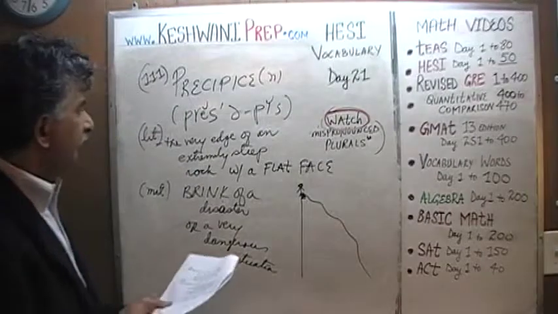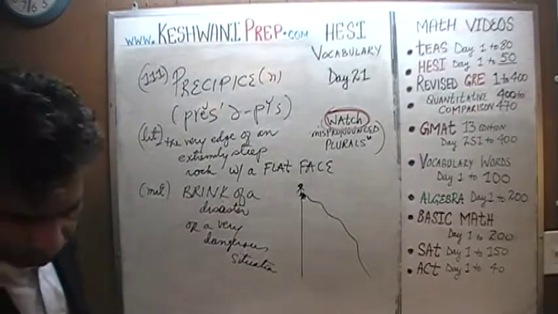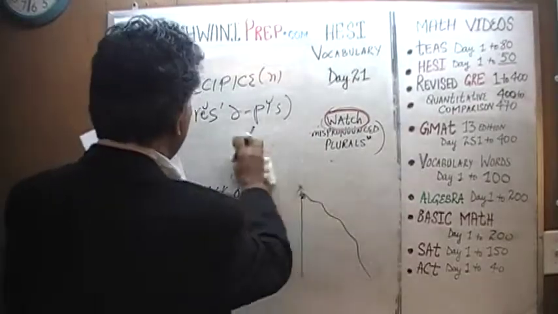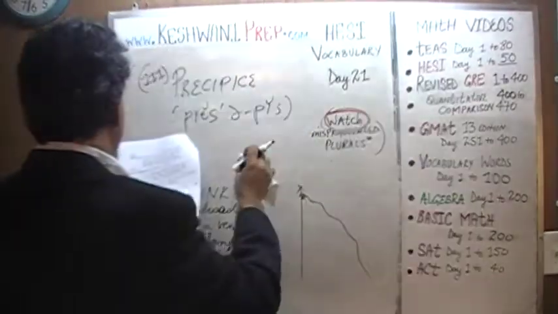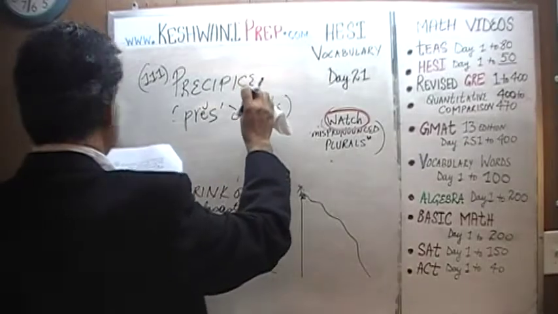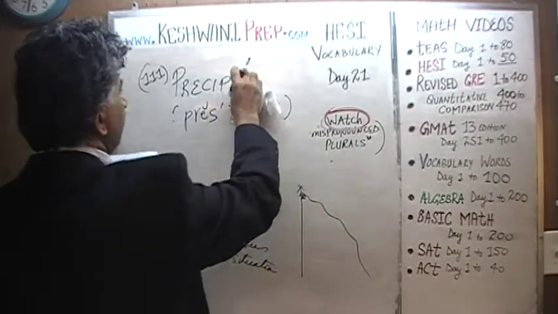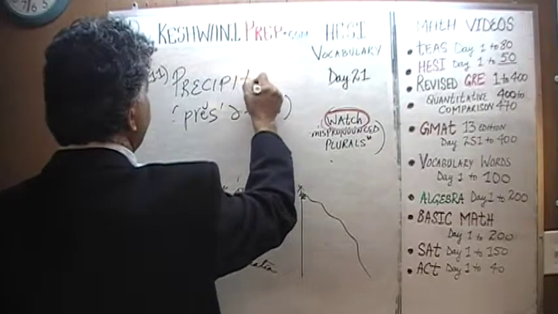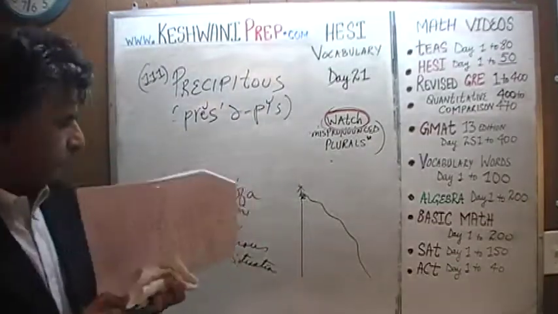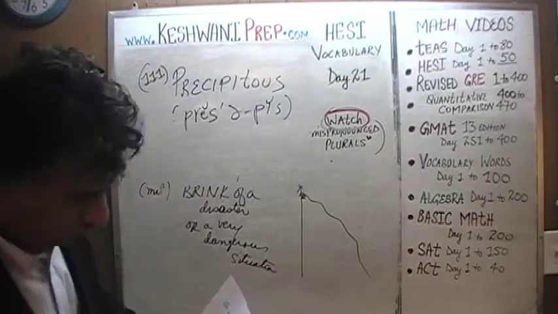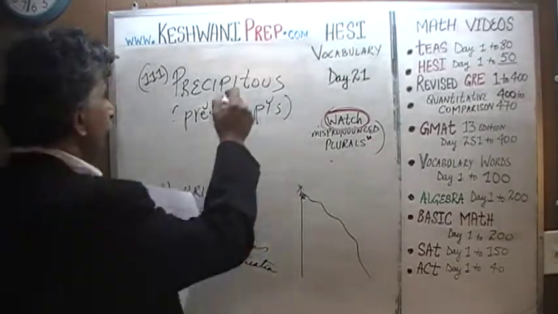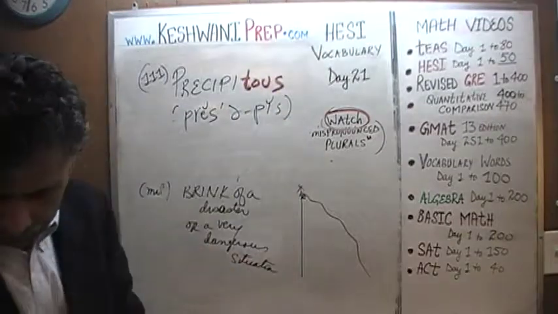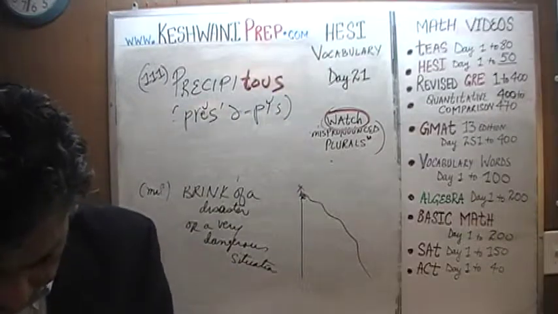Let's learn the adjective. We're going to continue with the same thing here. We're just going to raise this part here. Insert the changes that we need to make. Precipitous. And how do we pronounce it? Well, let's write it down there.